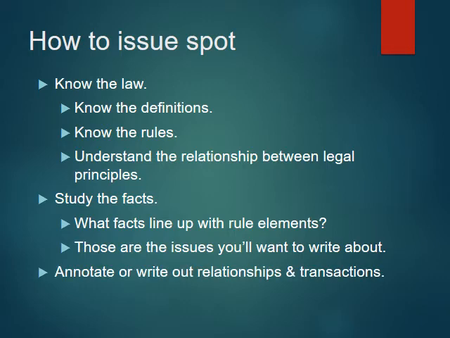So you want to annotate or write out relationships and transactions. Because, and I mean literally draw, A for party one, or P and D for plaintiff and defendant, write arrows with numbers on top if there's a contract, like arrows with an act on top if it was a tort.